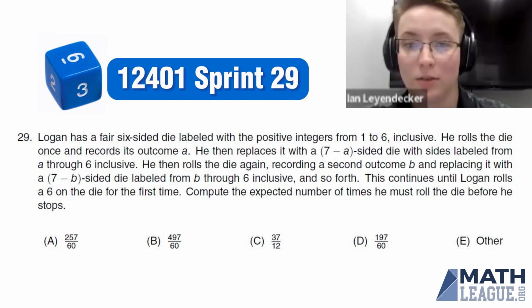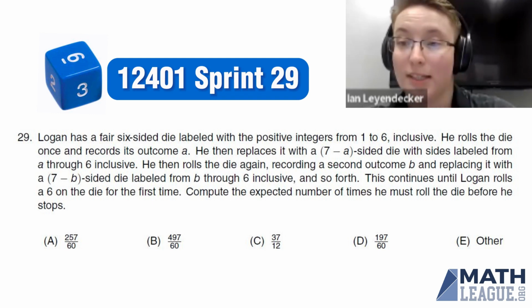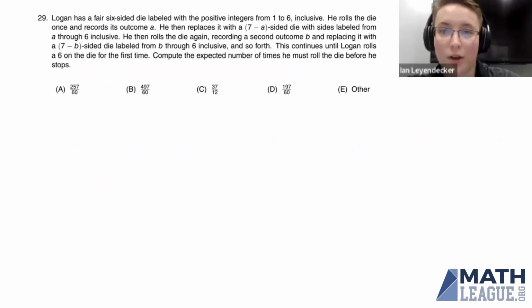This continues until Logan rolls a 6 on the die for the first time. Compute the expected number of times he must roll the die before he stops. So, first of all, trying to envision this, if we start from him rolling his original six-sided die and going up, we're really quickly going to get into a lot of cases that we don't really have good ways to track, and we're going to end up bogged down if we try regular casework. So we need to come up with a different way to think about this.